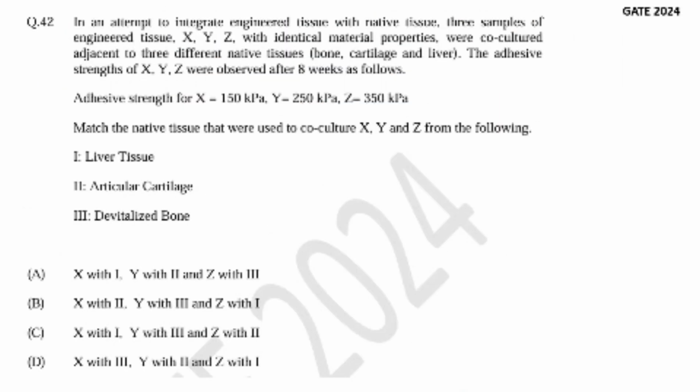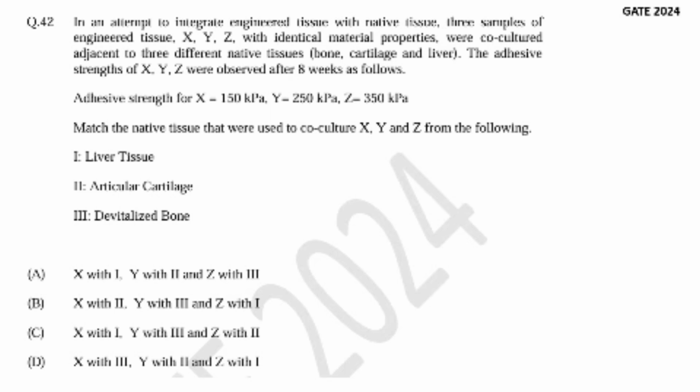Here is the next GATE question from GATE 2024. In an attempt to integrate engineered tissue with native tissue, 3 samples of engineered tissue X, Y, Z with identical material properties were co-cultured adjacent to 3 different native tissues: bone, cartilage, and liver. The adhesive strength of X, Y, Z were observed after 8 weeks as follows. Adhesive strength for X equals 150 kilopascal, Y equals 250 kilopascal, Z equals 350 kilopascal.